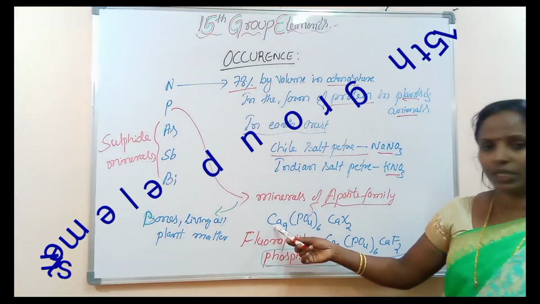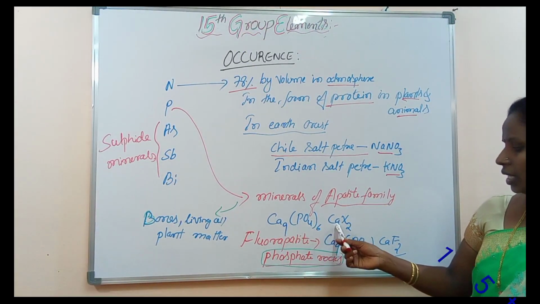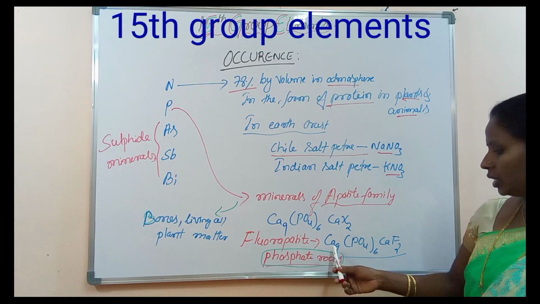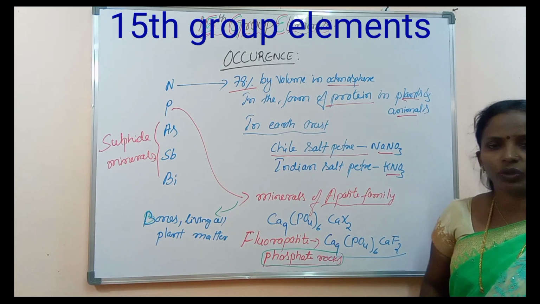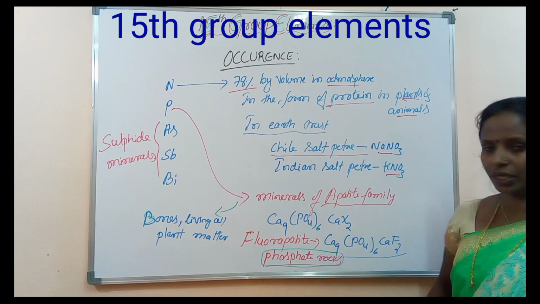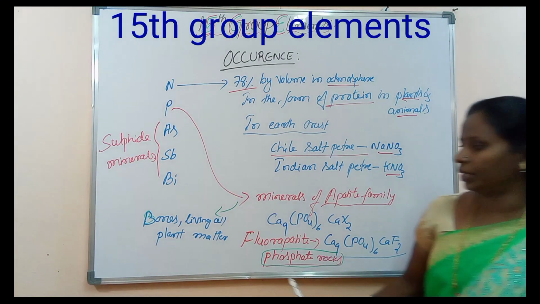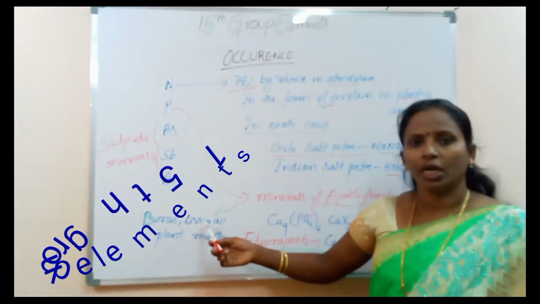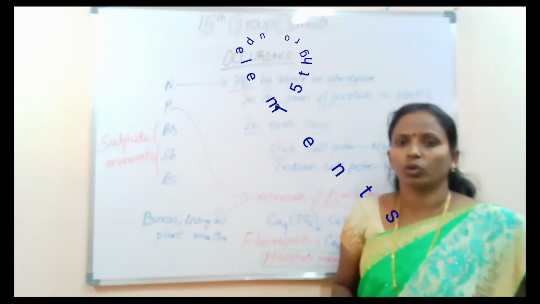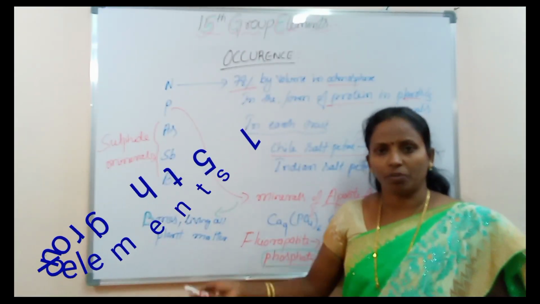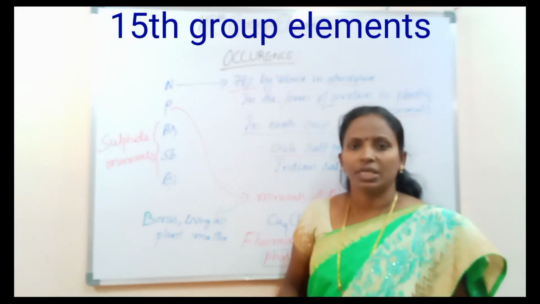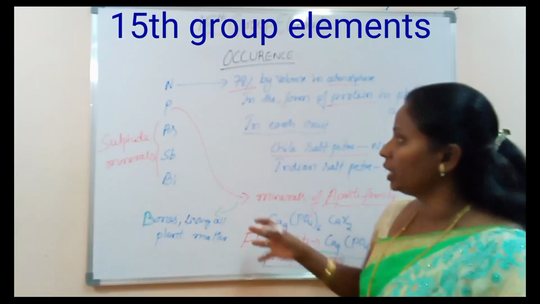The general formula of the apatite family is Ca9(PO4)6CaX2. Among that, fluorapatite, Ca9(PO4)6CaF2, is part of rocks, so that is called phosphate rocks. It is also present in bones, living cells, and plant matter, in the form of nucleotides and nucleosides we observe in our body. Next, arsenic, antimony and bismuth are available in the form of sulfide minerals. So this is about the occurrence.